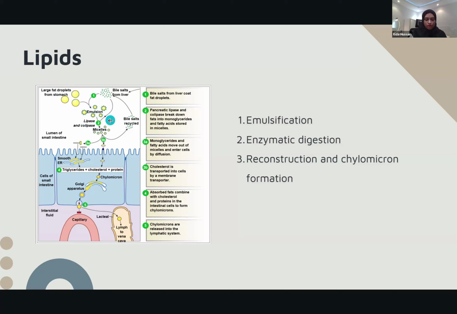Now that they're smaller, they can be digested more easily. So now lipases, different lipases, are added to the picture. We'll get into what lipase later. And now that they're broken down and refined, I would like to call them refined micelles, and those micelles can go into the enterocyte.